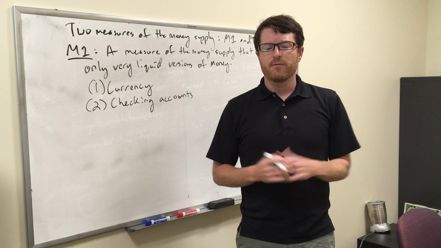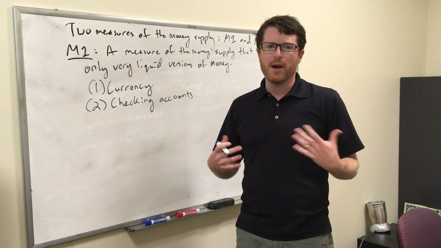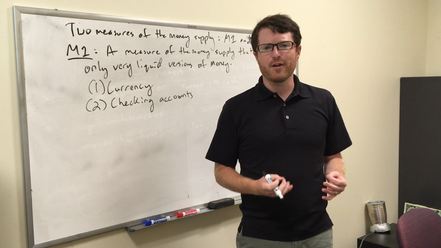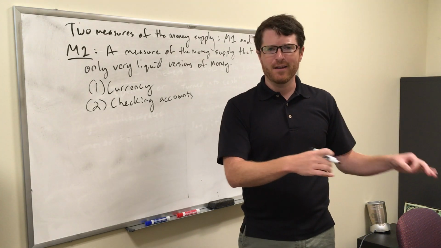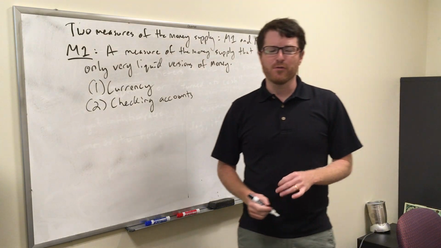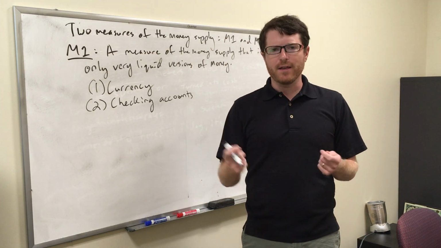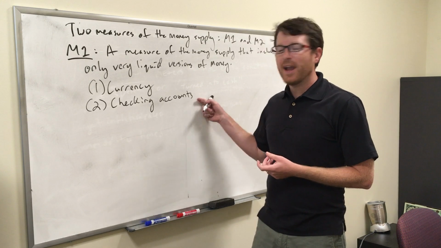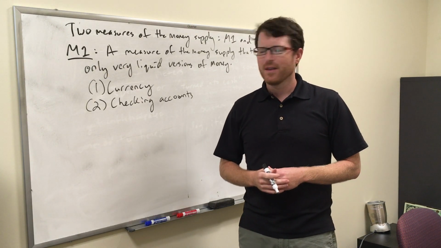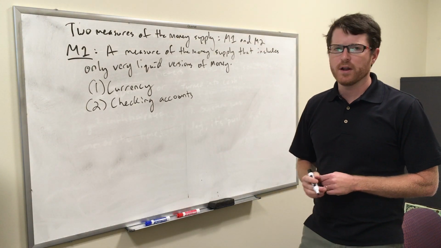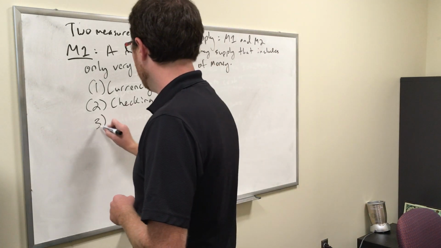Okay? Furthermore, you might be wondering, well, what about credit cards? Well, when you pay with credit cards, how do you pay the money back? Almost certainly you do so through a checking account. So checking accounts are very liquid, and when you're buying something with a credit card, it's really the checking account that you're spending. Okay? So this is another very liquid item.